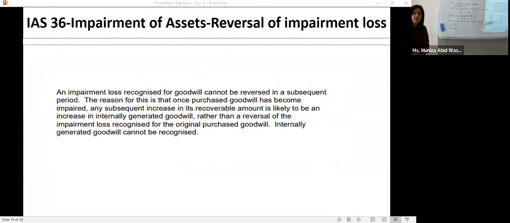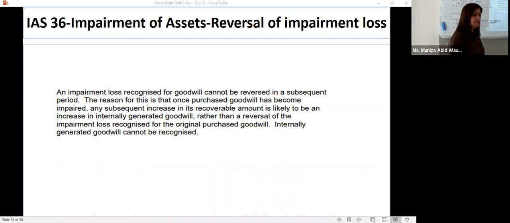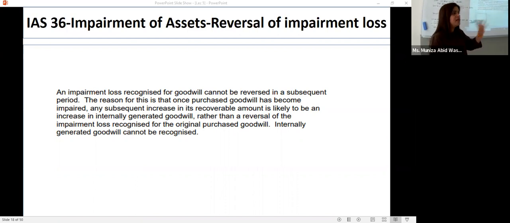They say an impairment loss recognized for goodwill. Now in the case of goodwill, the impairment loss which you have taken is not going to be reversed. For goodwill, the impairment which has already been taken is never going to be reversed. What is the concept behind it? Consider a situation where you are purchasing a business and you have paid more than the amount of its net assets. The amount which you are paying over and above the value of the net assets is because of the goodwill. That is the purchased goodwill.